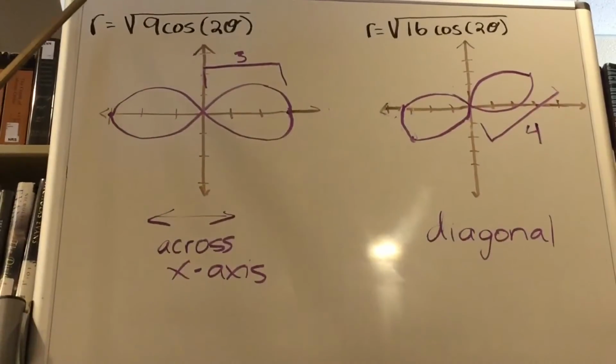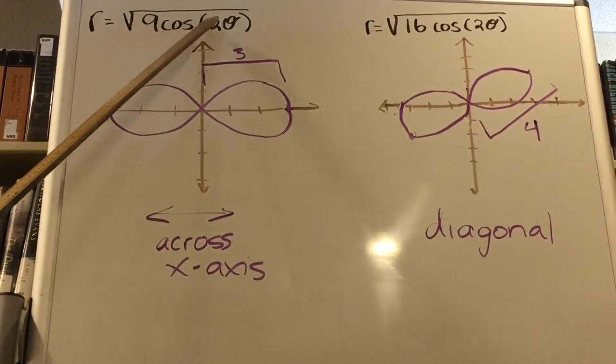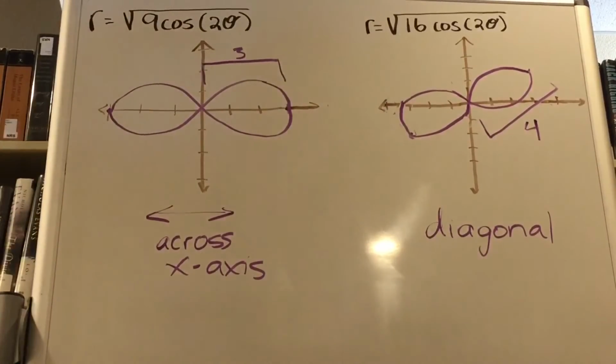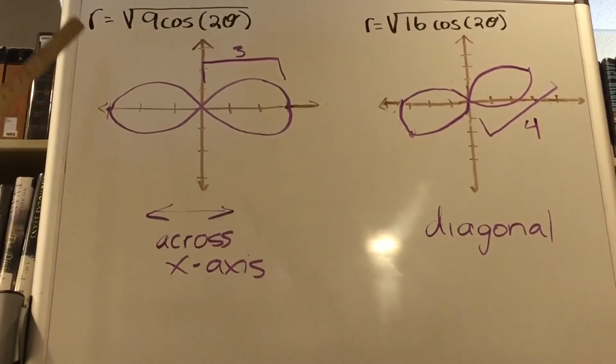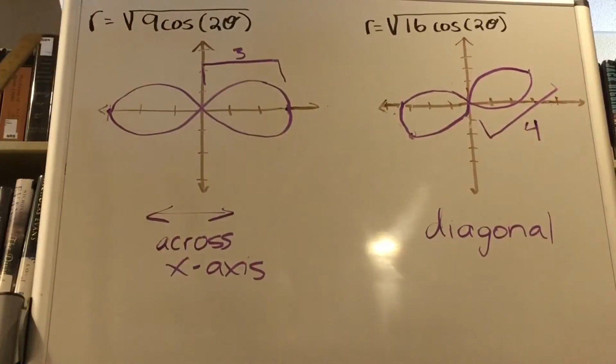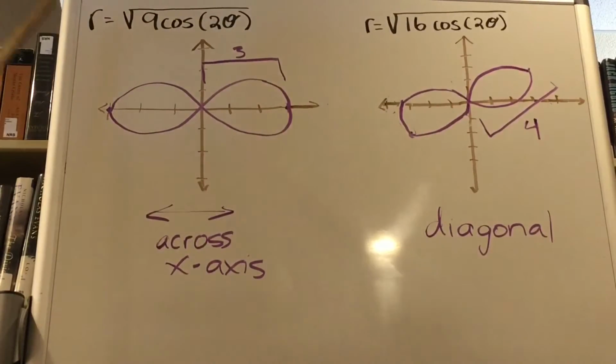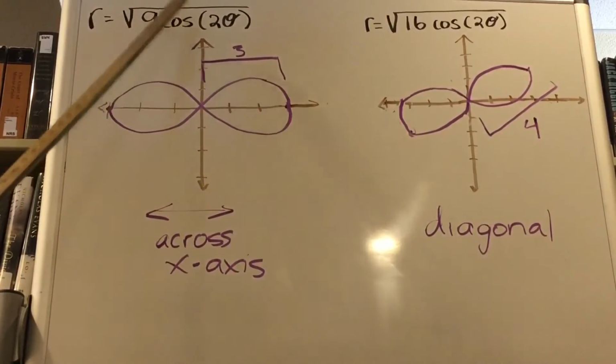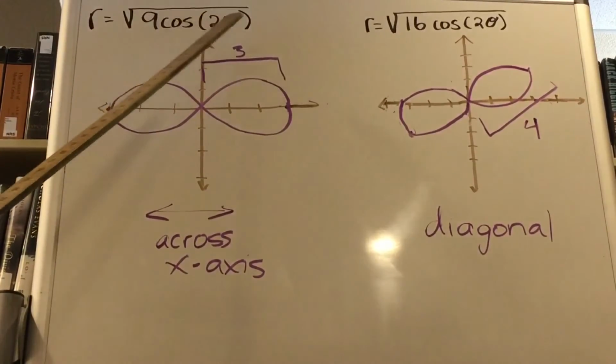Here are some examples of lemniscate polar curves. We have two today: r equals the square root of 9 cosine 2 theta, and r equals the square root of 16 sine 2 theta. So why does it look different from the formula that we talked about before with the r squared? Well, precisely because of that. We usually write lemniscates as r squared equals a squared times cosine or sine of 2 theta.